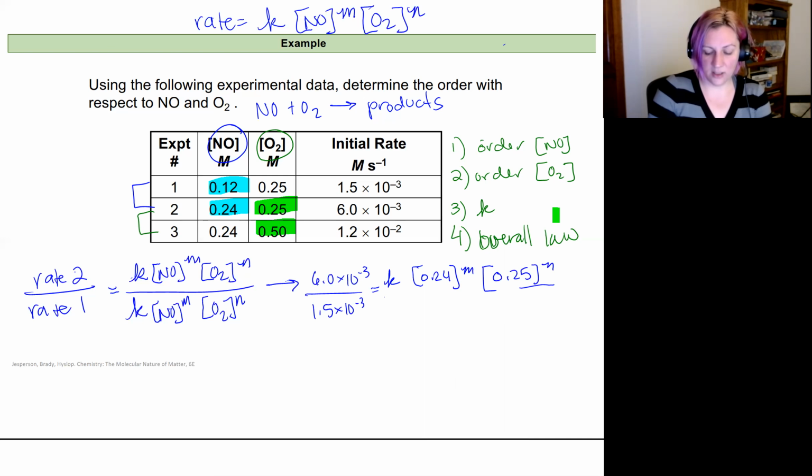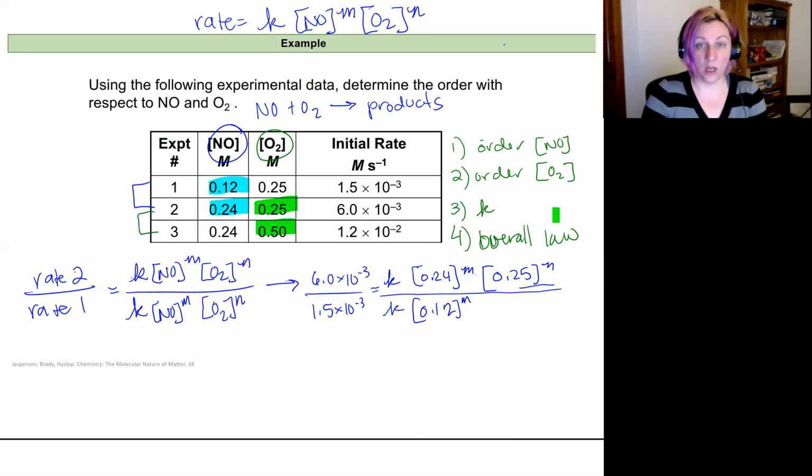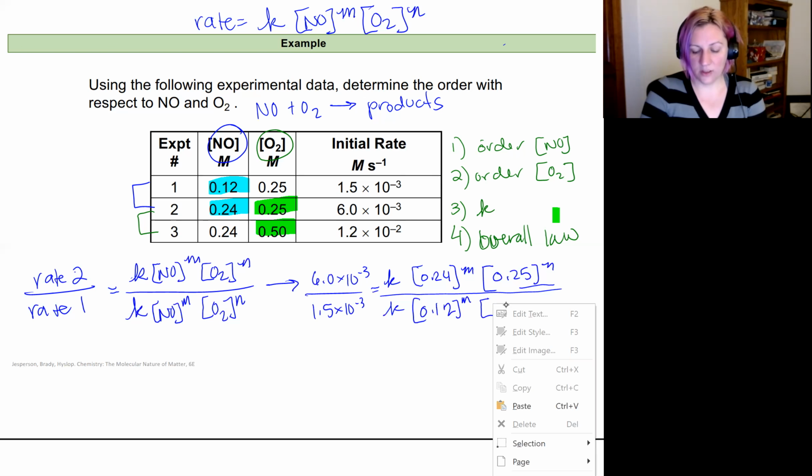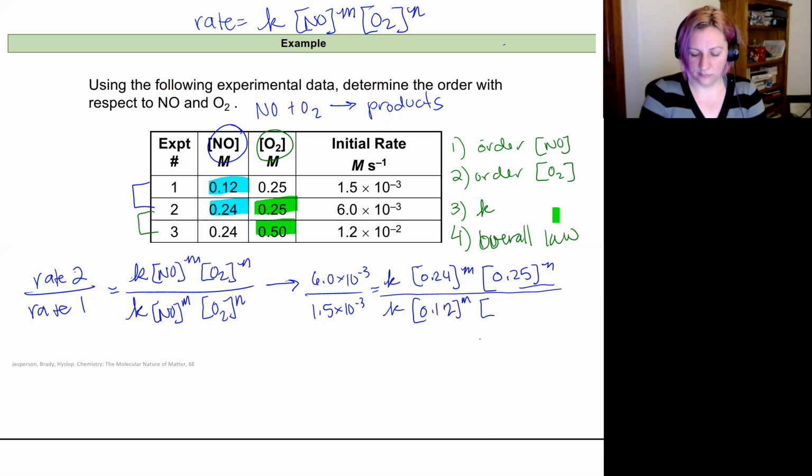Then we divide this all by the information for experiment 1. So I've got k that I don't know. I have 0.12 to the m for my NO concentration. And I still have 0.25 to the n for the concentration of my oxygen. Now I can cancel out anything that's the same on the top and on the bottom. That gets rid of k, it's the same. And it gets rid of the 0.25 to the power of n. They're the same as well.